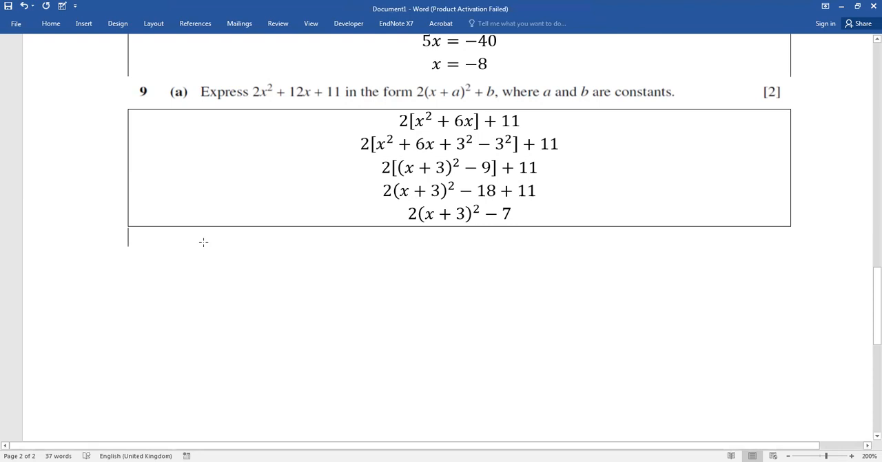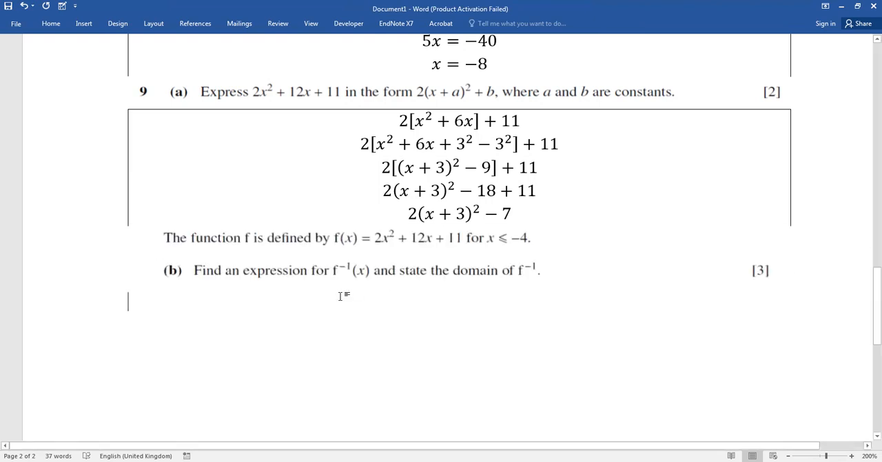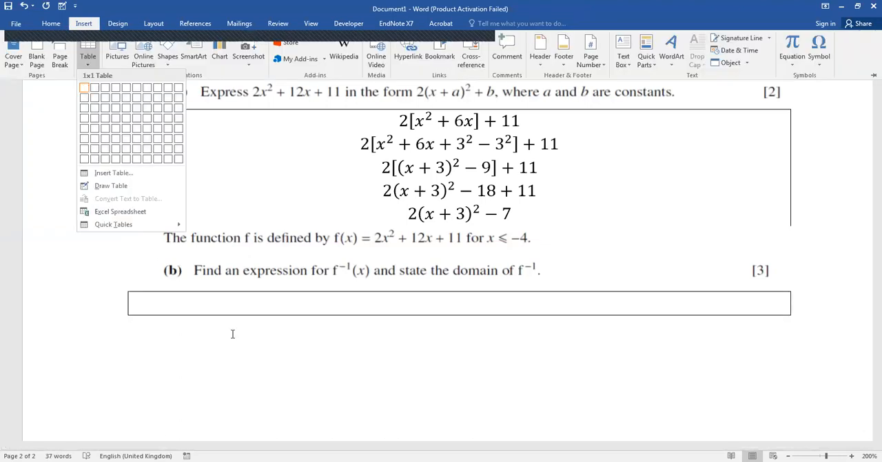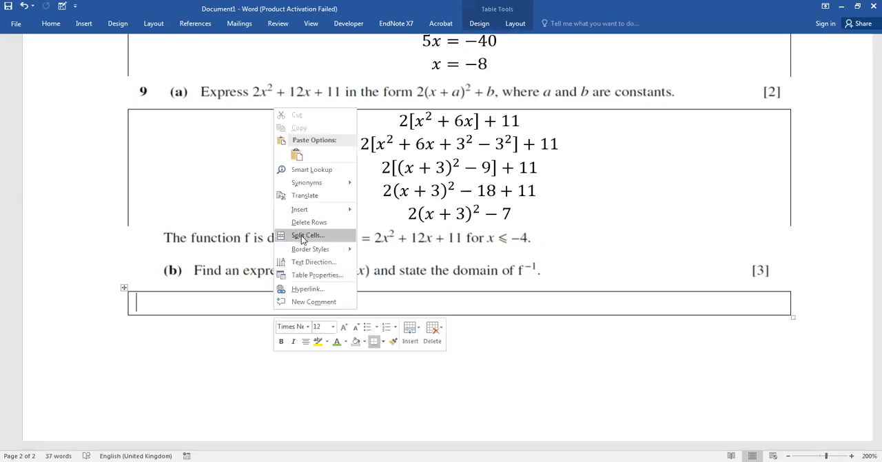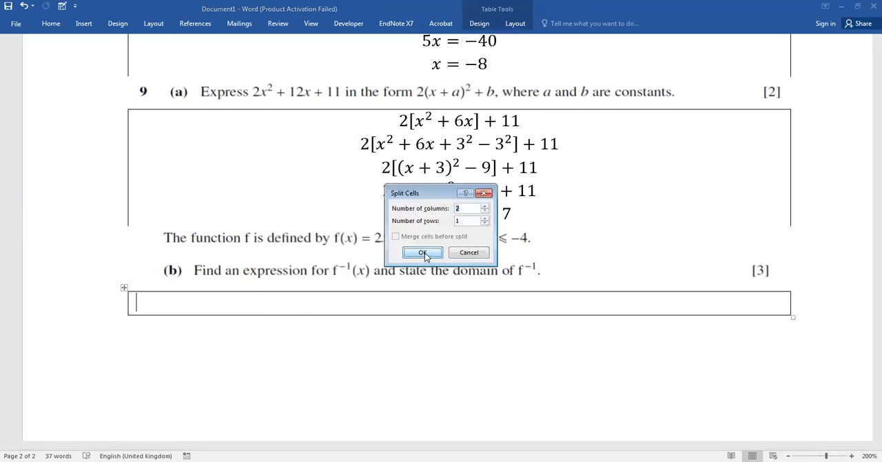Okay, this is how we convert the following into a completed square form. Then the question says the function f is defined by f(x) is 2x squared plus 12x plus 11, and the domain is x is less than or equal to -4. Find an expression for f inverse and state the domain of f inverse. I suggest that you make a sketch from this.